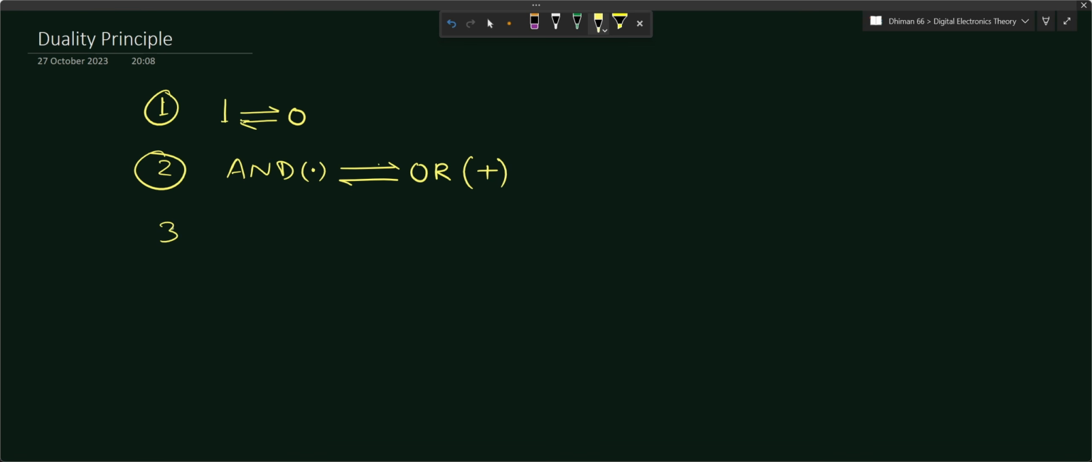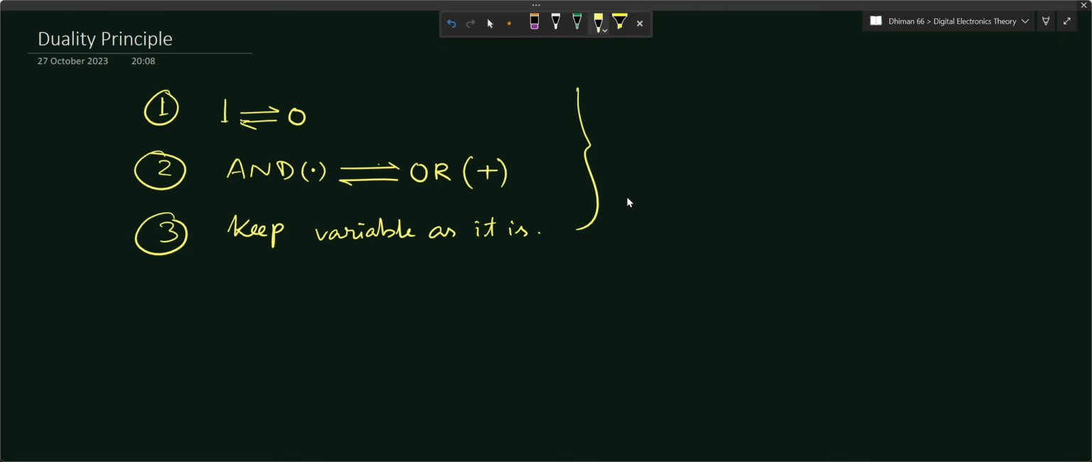The third point we have to remember is to keep the variables as they are. So let me write it down here. This is the third point. These are the three important steps you have to follow while finding the dual of a given expression. First of all, when we have a positive logic, we have to replace it with a negative logic. Then the dual theorem or duality principle will be applied.